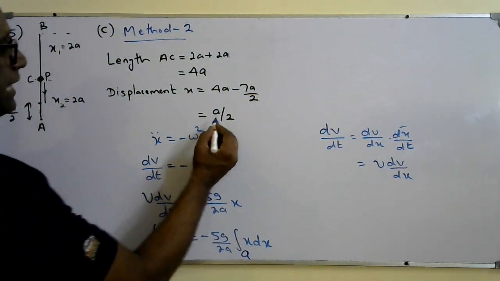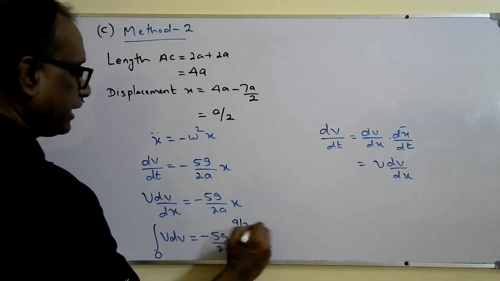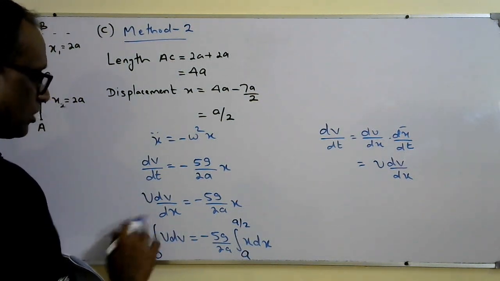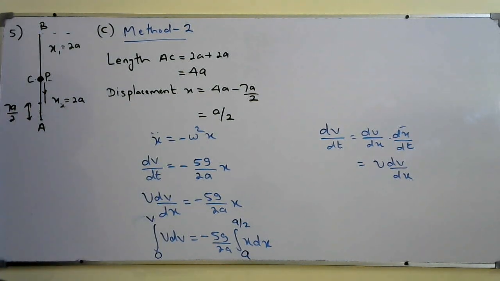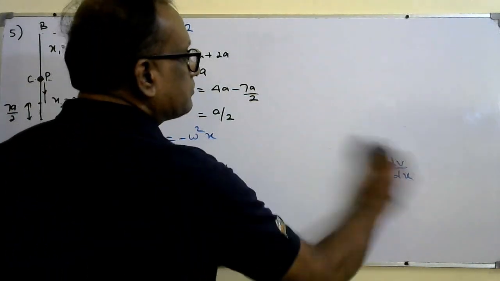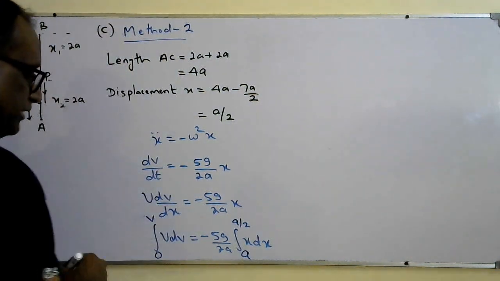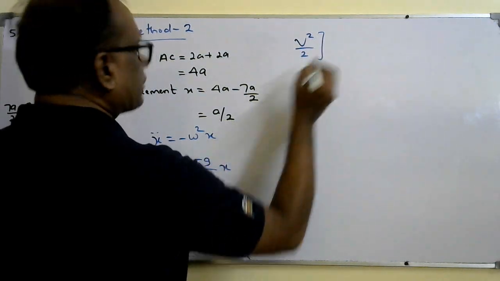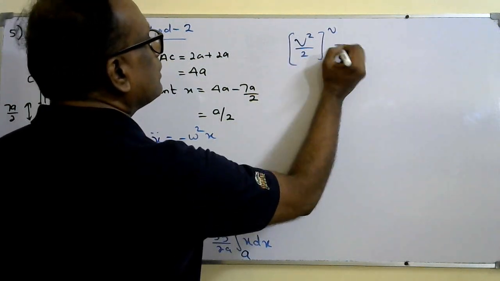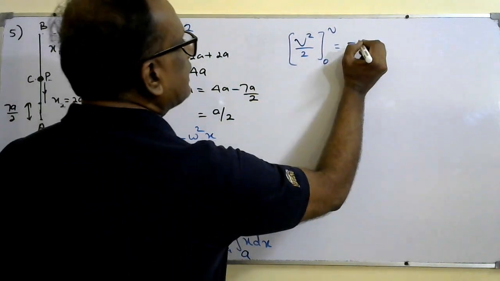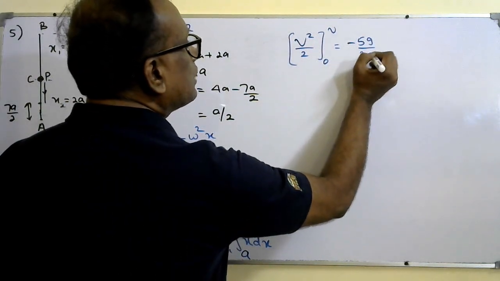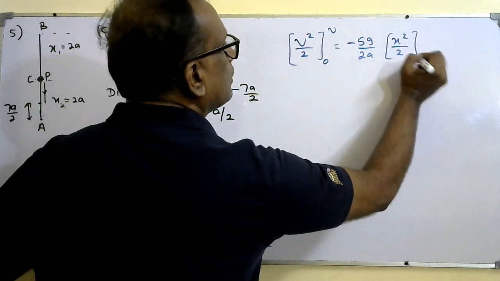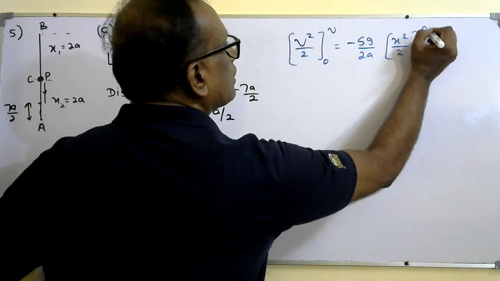When x becomes a by 2, that's the question, the speed I need to find. So I need to find v. That's all. So now solve it and substitute. Okay, so we need to integrate it. So this will be v squared by 2, the limits 0 to v, equal minus 5g over 2a, x squared by 2, that is a to a by 2.